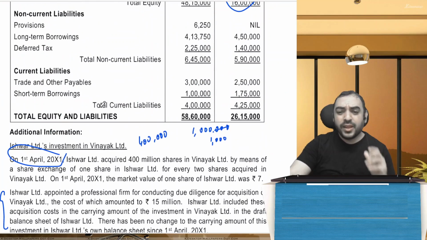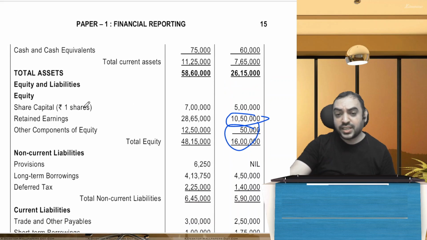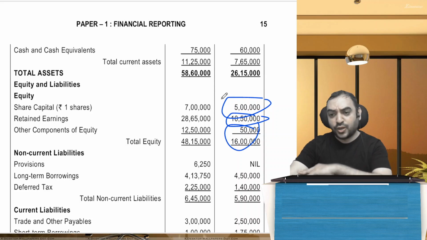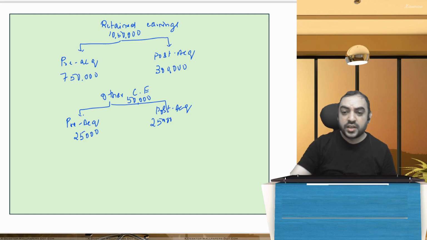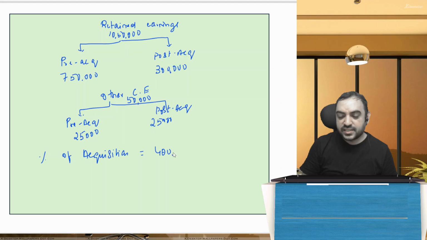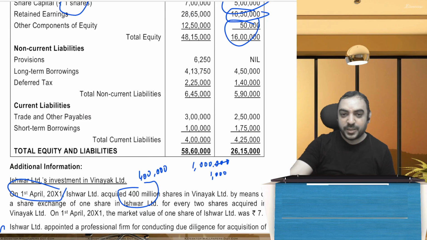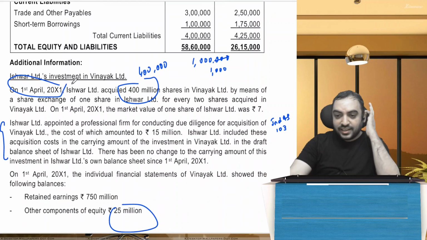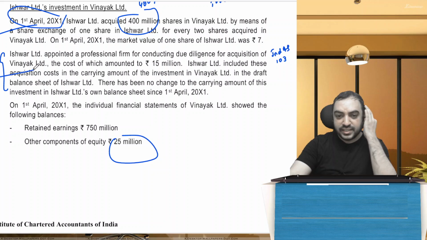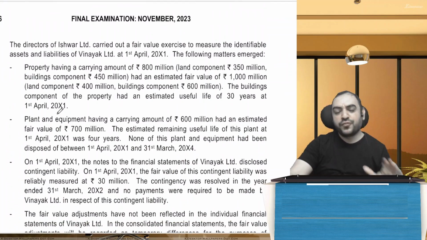analysis of profits. Let me also compute the percentage of acquisition. 400 million acquisition means 400,000, and how many shares are there? 5 lakh shares of 1 rupee each. So what is the percentage of acquisition? Let me just calculate here. Percentage of acquisition: 400,000 divided by 5 lakh, 1 rupee face value. So you get 80% for the holding company share, and NCI 20% share. So this is done. Retained earnings is done. Okay, let's go to the further adjustment.